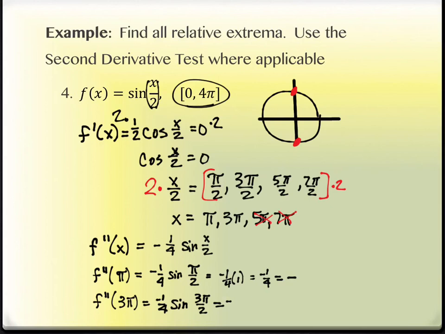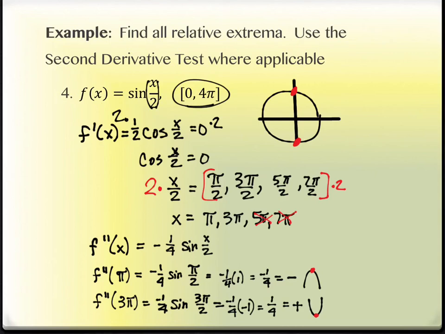It's negative 1. So I have a negative 1/4 now times negative 1. The negatives cancel. This gives me a positive 1/4, or in particular, again, I care about the fact that it's positive. What does a negative second derivative mean? It means it's concave down, and it means I have a max. You're right. And if it's a positive second derivative, concave up and a min.